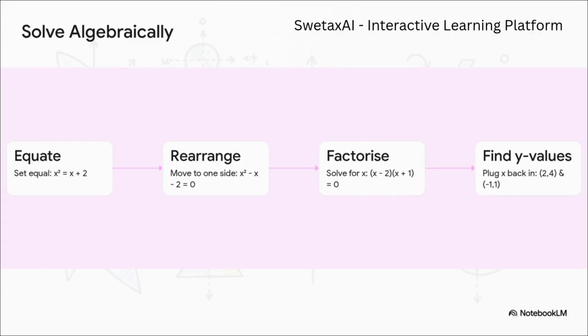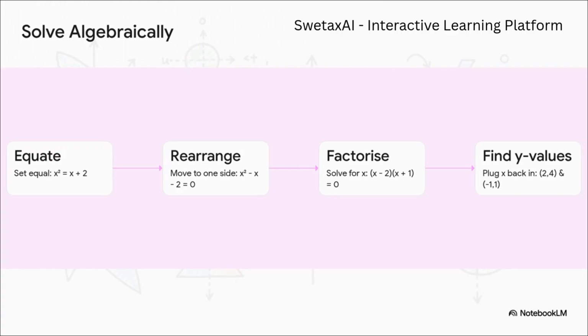Now, visualizing the collision is great, but we also need to be able to solve for the exact coordinates of the crash using math. Let's say our parabola is y equals x squared, and our straight line is y equals x plus 2. Step 1, because they both equal y, we literally just smash them together. We write x squared equals x plus 2. Step 2, we rearrange everything over to one side to set it all to 0, giving us x squared minus x minus 2 equals 0.